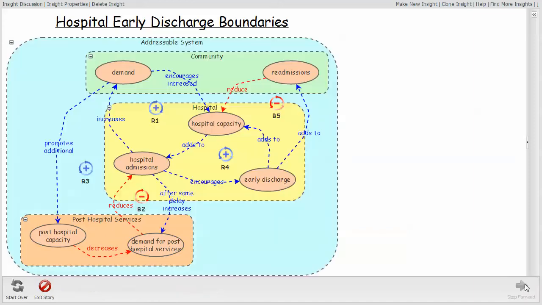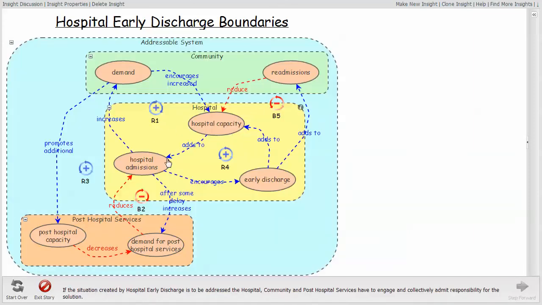So if you look at them all together, the people in the hospital consider this to be the system and everything else is part of the environment. The community considers this to be the system and everything else is part of the environment. Post-hospital services people consider this to be the system and everything else is part of the environment.